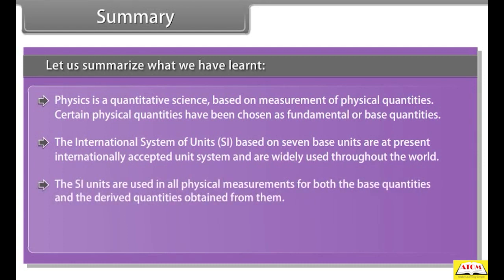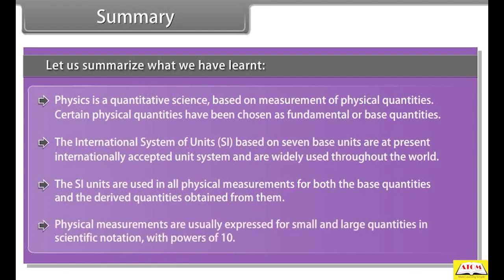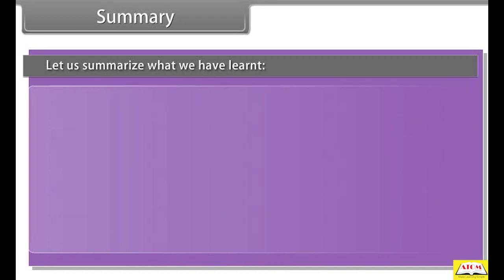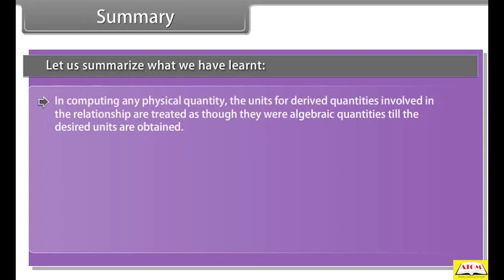The SI units are used in all physical measurements for both the base quantities and the derived quantities obtained from them. Physical measurements for small and large quantities are usually expressed in scientific notation with powers of ten. In computing any physical quantity, the units for derived quantities involved in the relationship are treated as though they were algebraic quantities till the desired units are obtained.